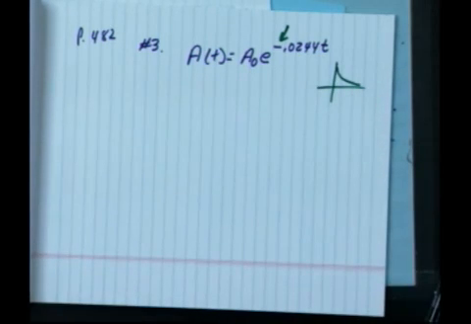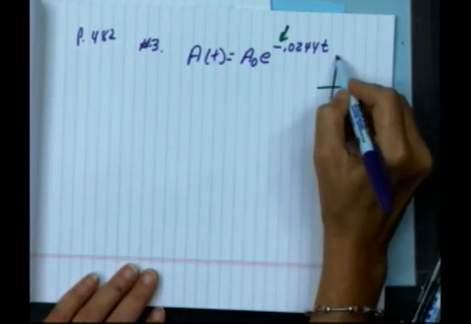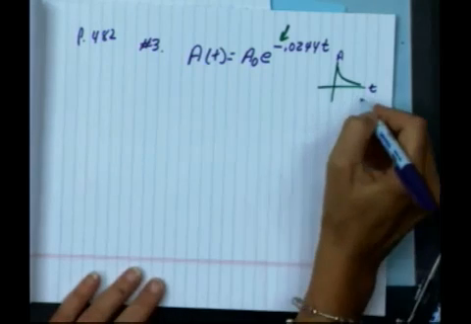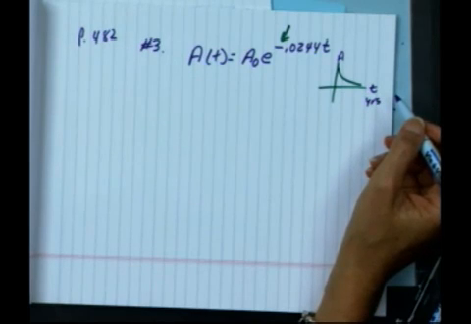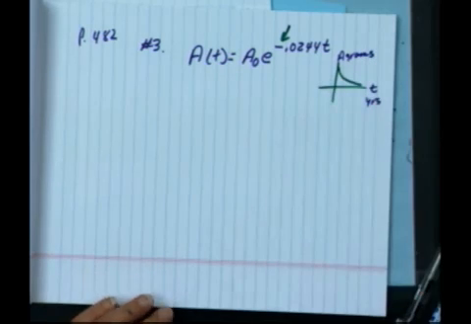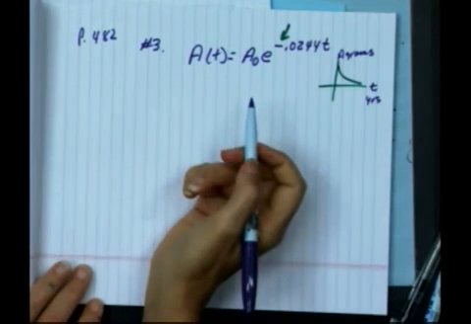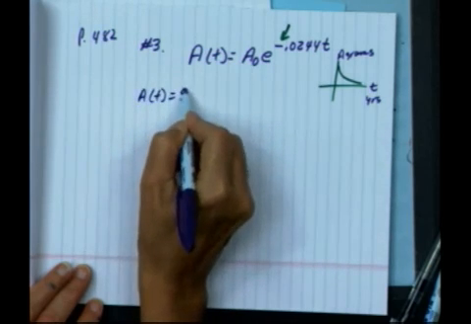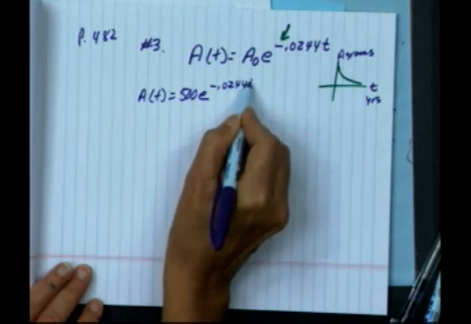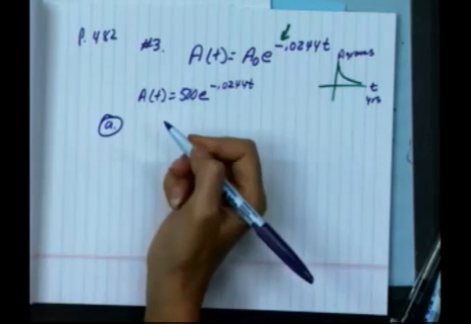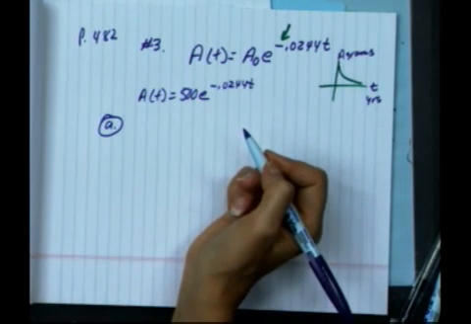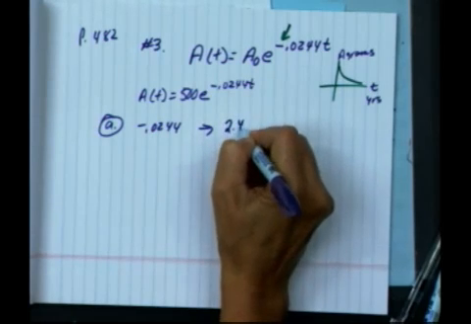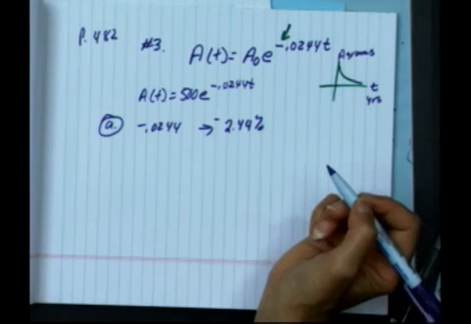Excellent. Okay? So this is the t-axis, and this is the amount, because your function A is a function of t, and t is in terms of years, and A is in terms of grams. Okay? If you start out initially with 500 grams of this stuff, where's the 500 go? A sub 0. So we have A of t equals 500 e to the negative 0.0244 t. Okay, question A. What is the decay rate? Negative 0.0244. How do you write that as a percent? Negative 2.44%. Okay.